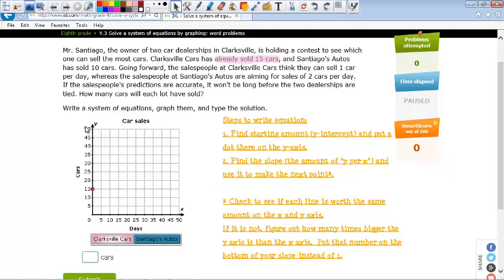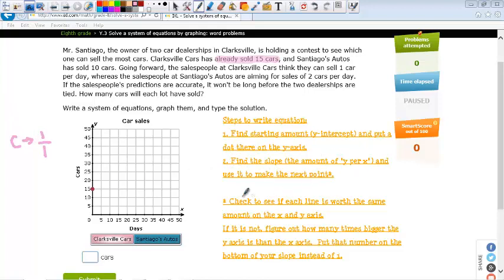When you look at the y-axis, it's cars, the x-axis is days, so our slope will be the number of cars per day. And Clarksville Cars thinks they can sell 1 car per day. So our slope for Clarksville Cars looks like it will be 1 over 1.